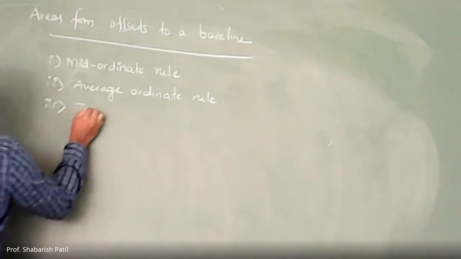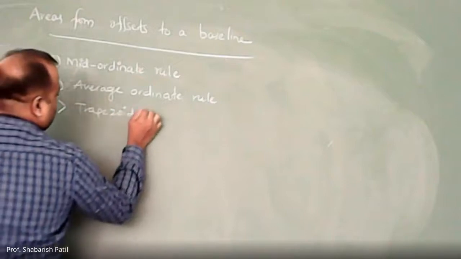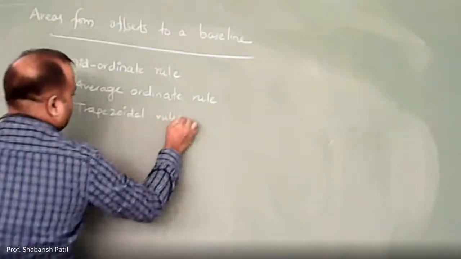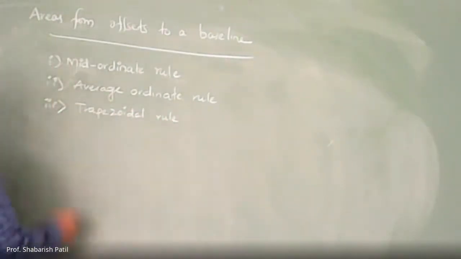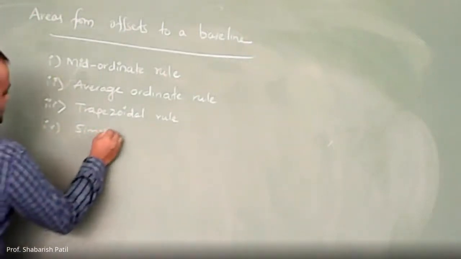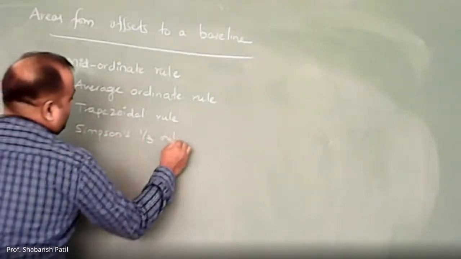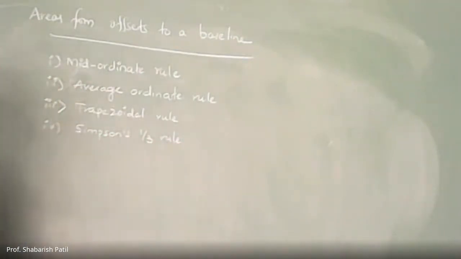Third one is trapezoidal rule. And the fourth one is Simpson's one-third rule. I don't know if you have studied these rules in engineering mathematics also.